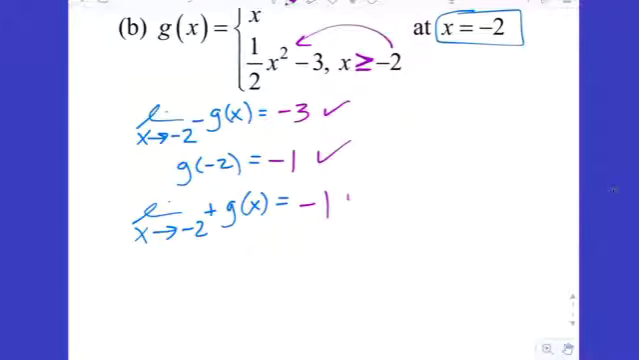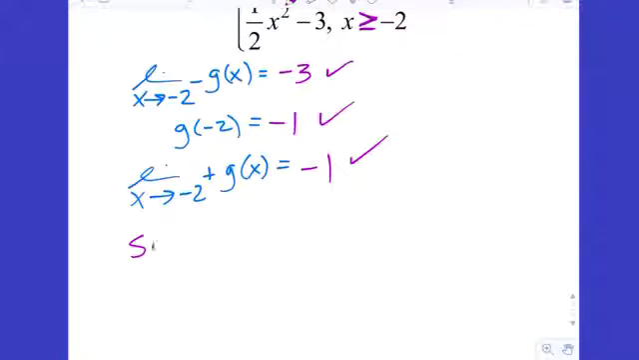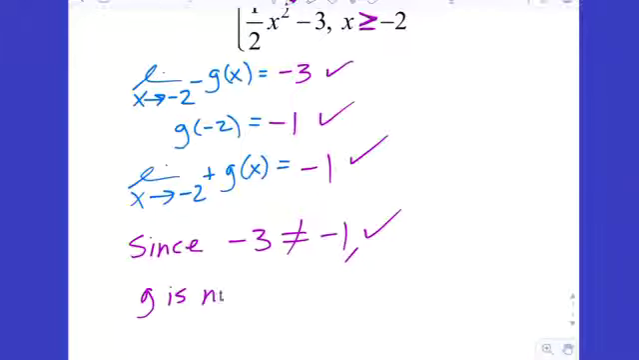So you get a check for each of those. And now we'll say, since -3 does not equal -1. And it doesn't matter which -1 you're referencing, correct? It's just either one of them. Since -3 does not equal -1, that will get a check. G is not continuous at x equals -2.